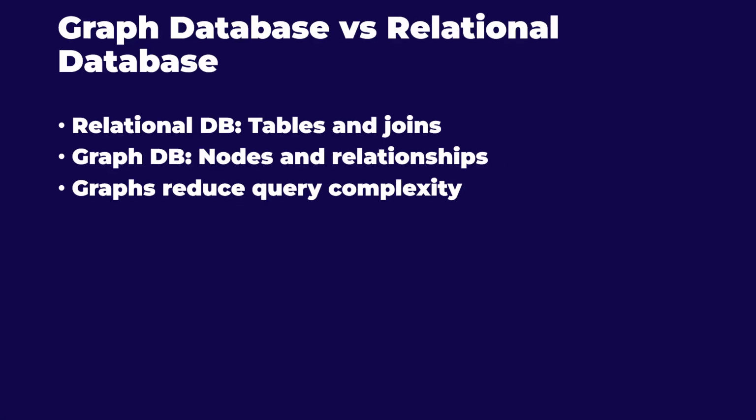Let's compare. In a relational database, you use tables and joins. In a graph database, you just follow the relationships between nodes. It's faster and more intuitive for certain problems.